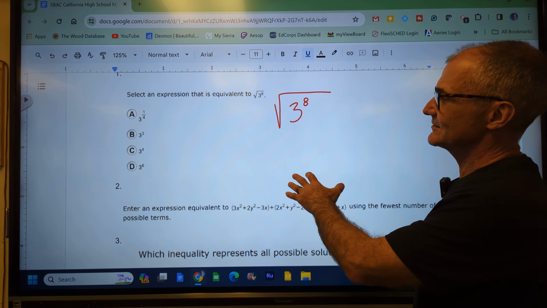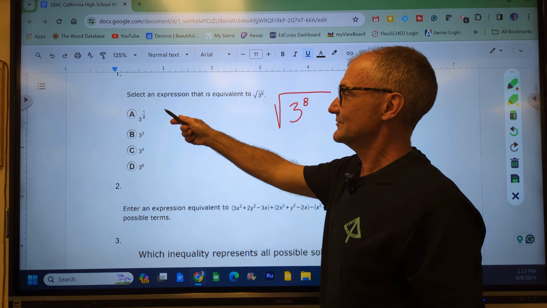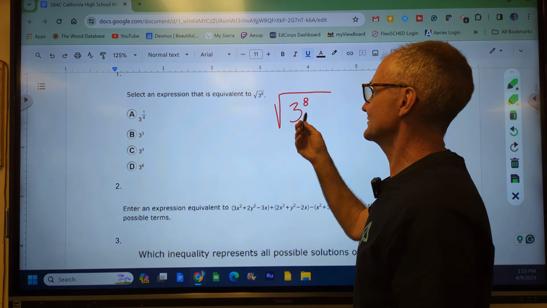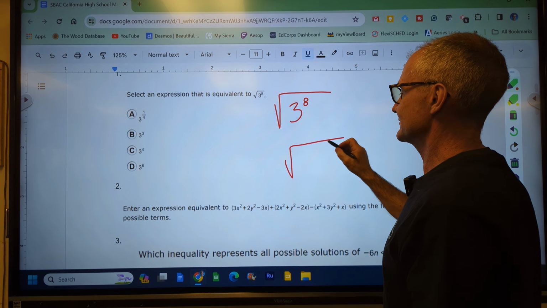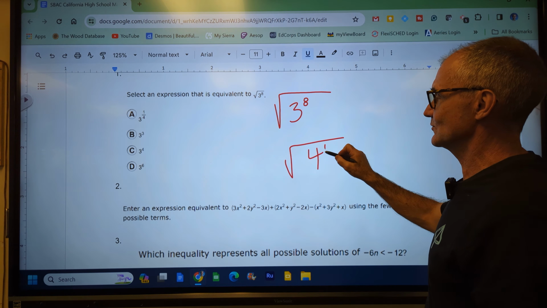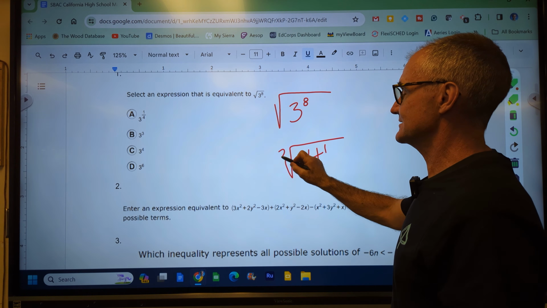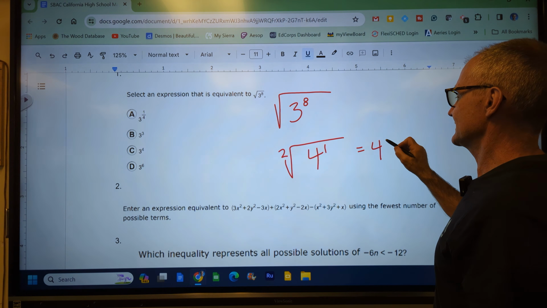Maybe I don't even know how to get started here, so I look at all my answers. Well, all my answers have fractional exponents, so that means I've got to convert this to that. If I had something like the square root of 4, there are no numbers written on there, so that would have to be a 1. That would have to be a 2. And then that would be equal to 4 to the 1/2.